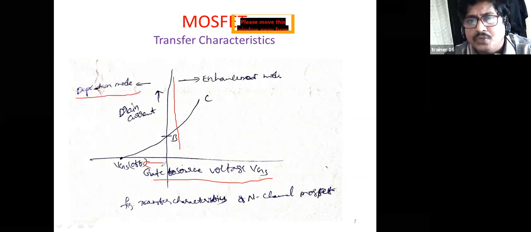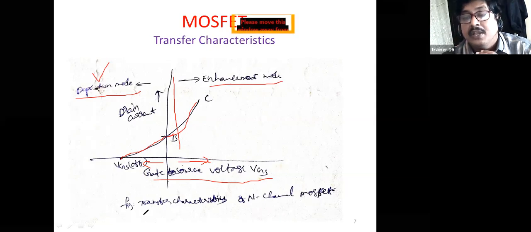When you increase the negative gate to source voltage, it is in depletion mode. That means the drain current falls up to the off condition. That is the VGS in off condition. When the gate to source voltage is positive, then from this point it acts as enhancement. That means the drain current increases. Whereas in the depletion mode, the current falls, whereas in the enhancement mode, the current increases.